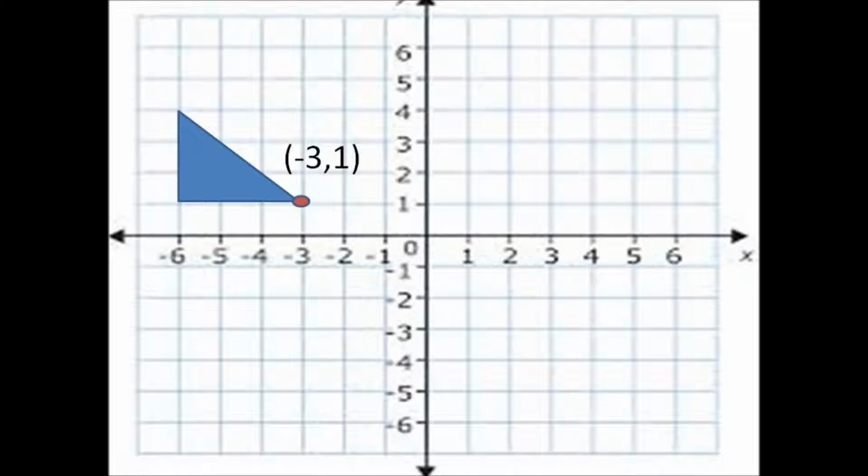Recall that a reflection involves an image being reflected or flipped over the x or y axis. Also remember that a reflected image should be equal distant from the axis as the original image. For example, one point on the triangle is at the coordinate -3, 1. Therefore, if we reflected it over the y-axis, what is the new coordinate?